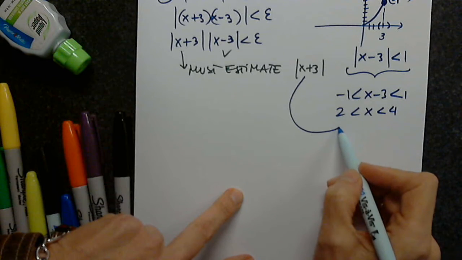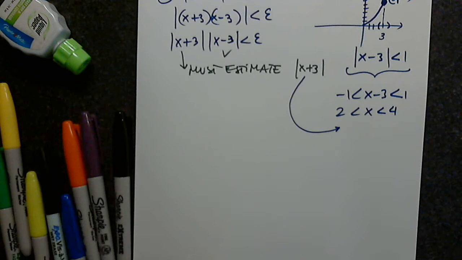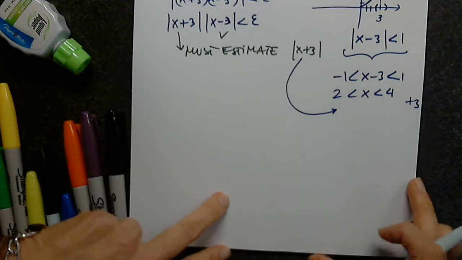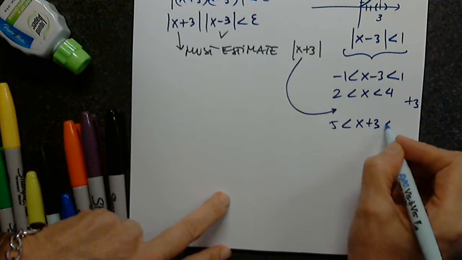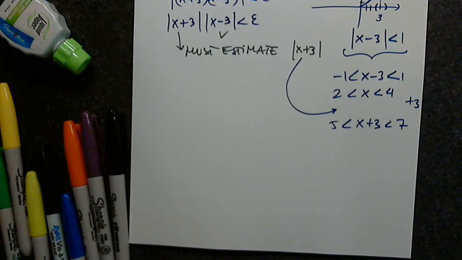Again, I'm trying to estimate x plus 3, but I can't estimate x plus 3 unless I estimate x. So now please tell me how I estimate x plus 3. What should I do to this inequality? I'm after x plus 3. What do you think? Add 3. Of course, I have to add 3 to all 3 sides. So I have 5 less than x plus 3 less than 7. Of course, I'm close to estimating x plus 3 in absolute value.